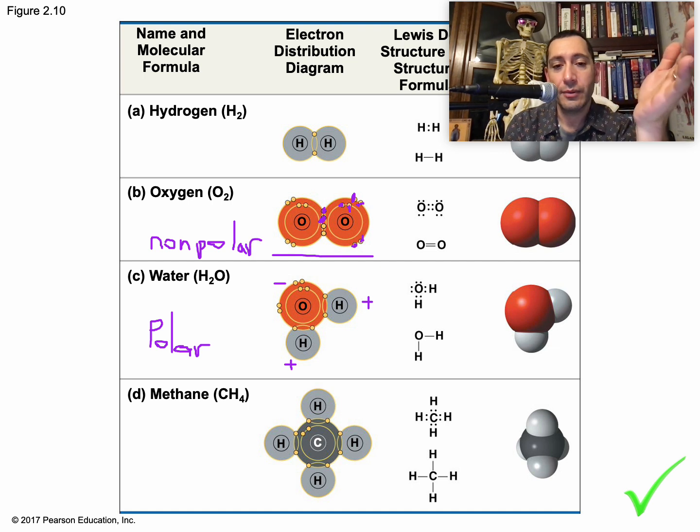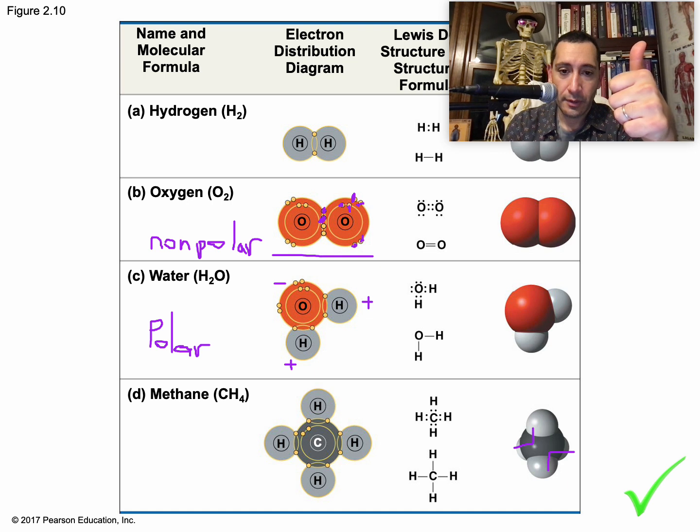All right. Nonpolar, polar. You guys get it? Methane, because the angles between the carbon and the hydrogens are all the same, this ends up being nonpolar. So this is nonpolar, polar, nonpolar, nonpolar. Okay? All clear? And if you need to review that, just pause or just rewind. Okay.